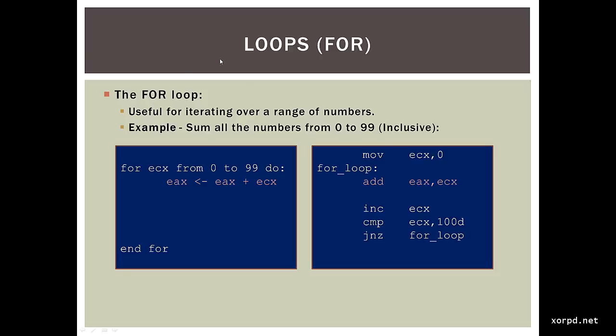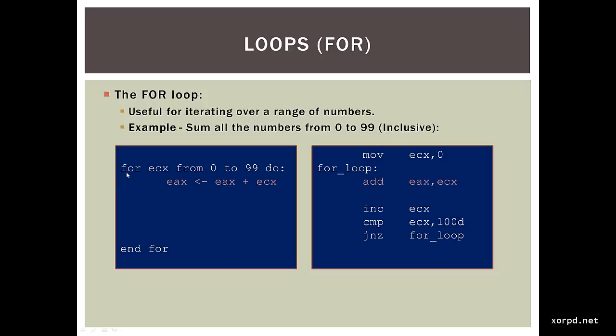Let's look at an example. For example, we want to sum all the numbers from 0 to 99 inclusive. The idea of using a for loop is going to look like this in pseudocode. I remind you that this is only some kind of an idea. This is not real code. This is the high level idea of what a for loop looks like.